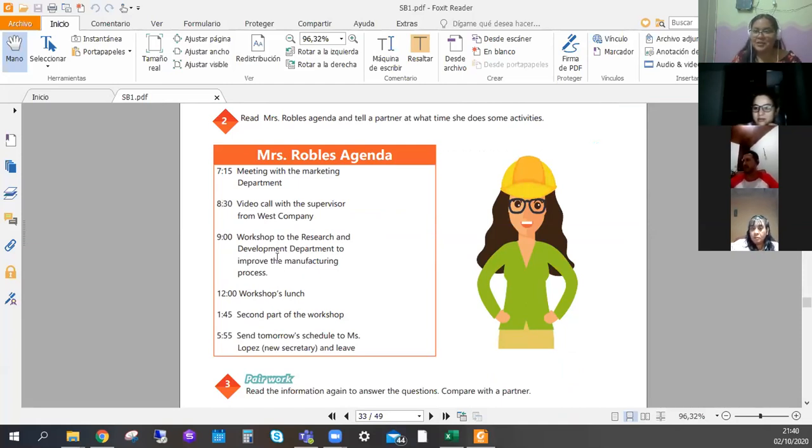Okay, take turns to read. Maybe Eric, you can read the first activity. Then Eunice the second activity, Rebecca the third one. Take turns to read so that everyone participates. Eric, read the first time and the activity. And then Eunice and then Rebecca.